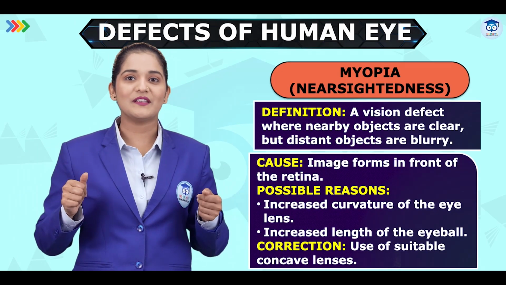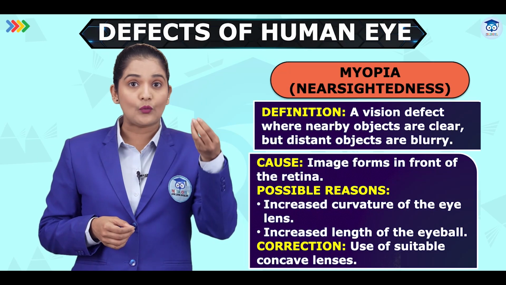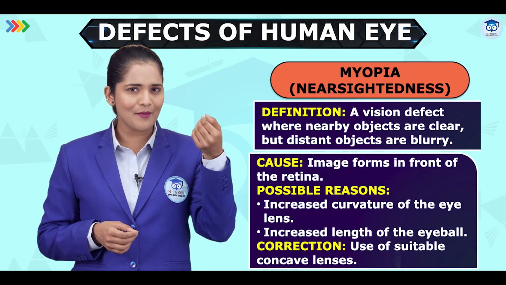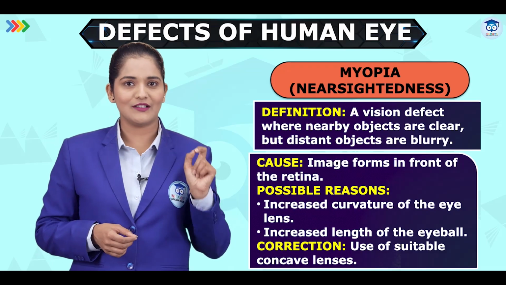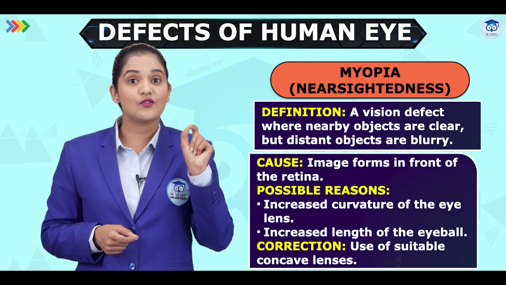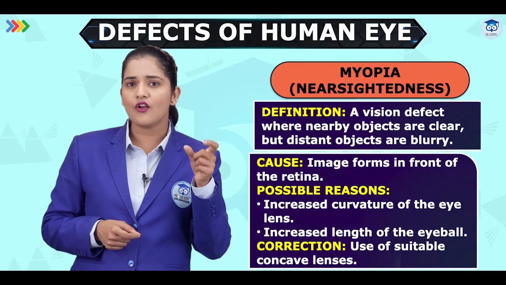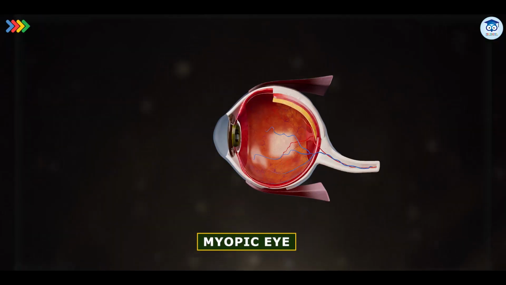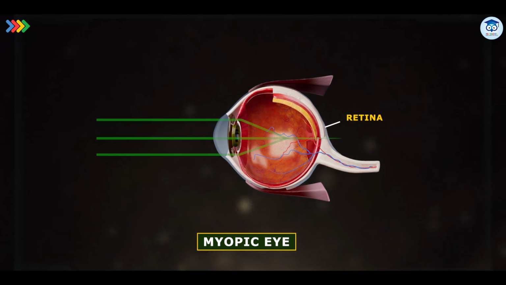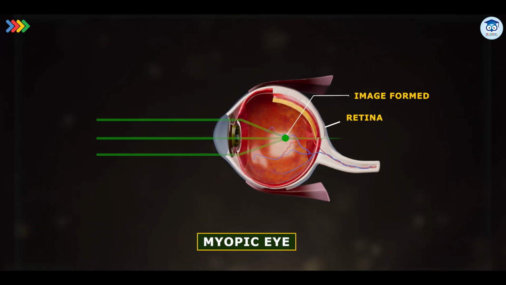Starting with myopia. It is a condition in which a person can see nearby objects clearly, but distant objects appear blurred. This defect is a result of the improper focusing of light rays entering the eye. The main cause of myopia is that the image of a distant object is formed in front of the retina instead of directly on it.